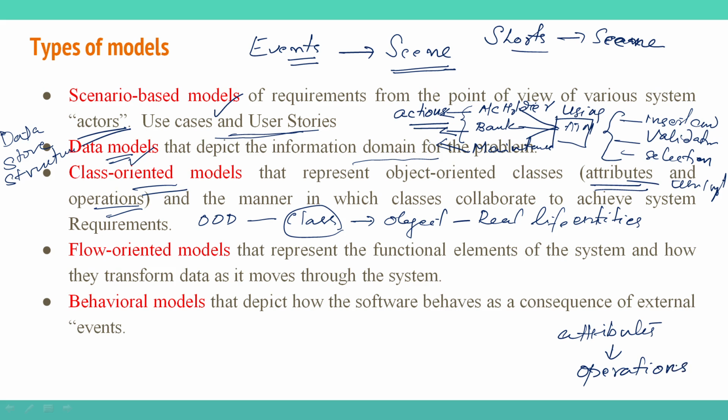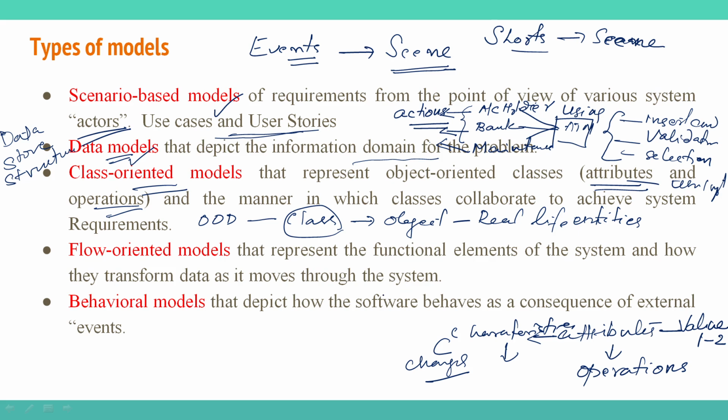Attributes represent the characteristics of your objects, and operations perform the changes in characteristics. Changes in characteristics means when an attribute value changes from one to another, then we call it an operation. So the value change is called an operation. So class oriented models represent object oriented classes, that is attributes and operations, and the manner in which these classes collaborate to achieve the system requirements, that is, how the values will be changing.